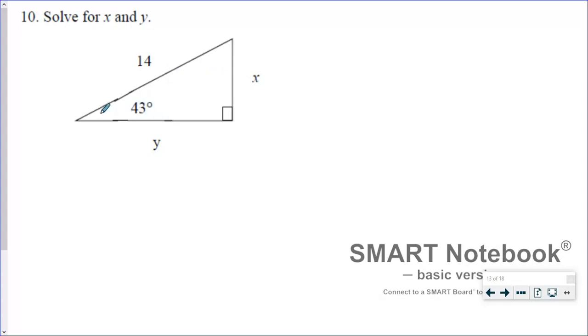From my angle here, x is my opposite, 14 is my hypotenuse. Opposite and hypotenuse is sine. So sine of 43 degrees is equal to x over 14. To solve, all I have to do is multiply both sides by 14. Plug this into your calculator. You do want to be very careful here that you are in degree mode because our angle is in degrees. So 14 sine of 43 is 9.548.